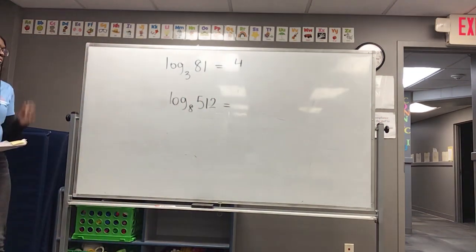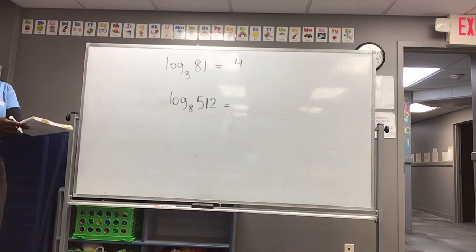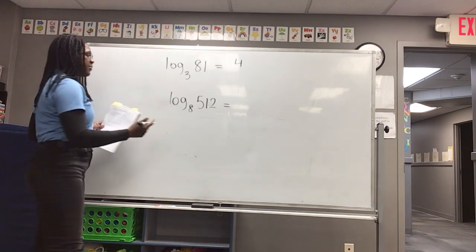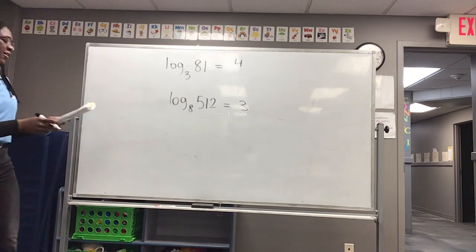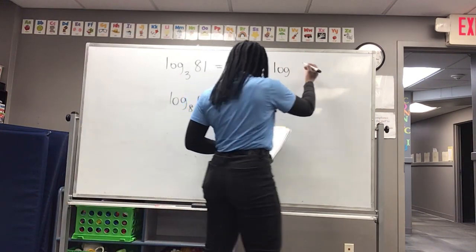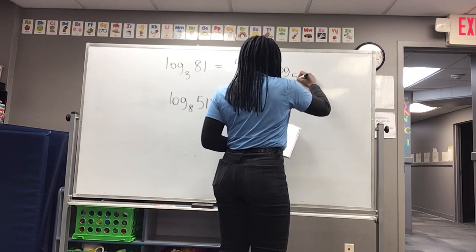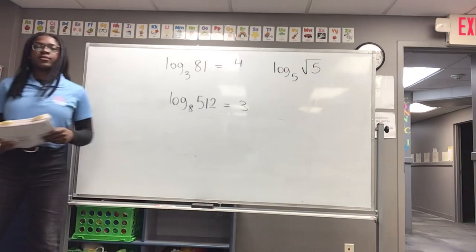Okay, so let me give you this one. Yep. So 8 cubed is 512. Okay. And then one more. What do you think this one would equal?